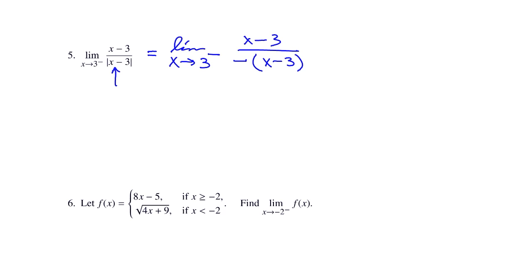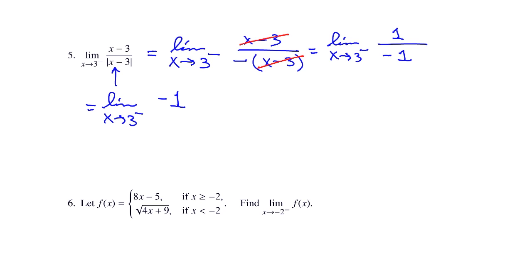Well, those terms, x minus 3, cancel, leaving us with the limit as x goes to 3 from the left of 1 over negative 1, which is then the limit as x goes to 3 of negative 1, and the limit of a constant is just that number, so it's negative 1.